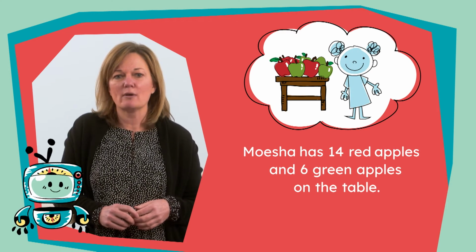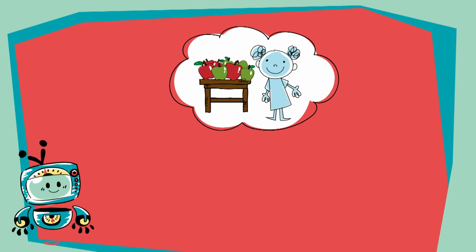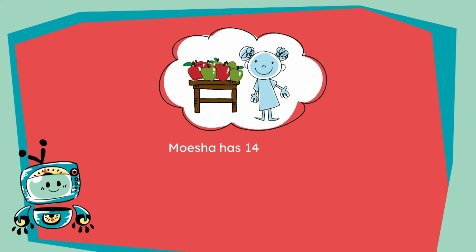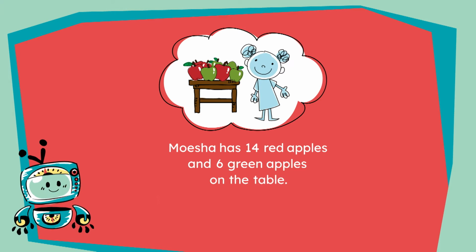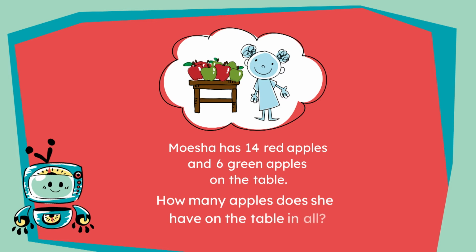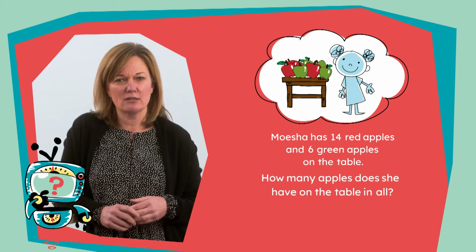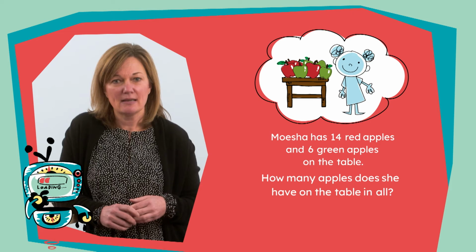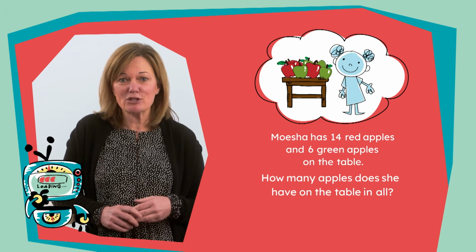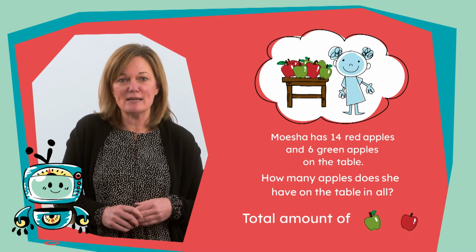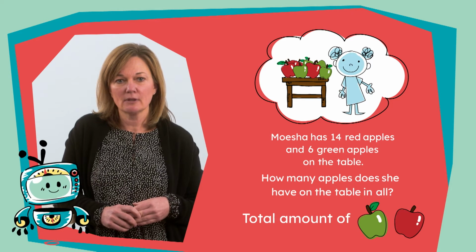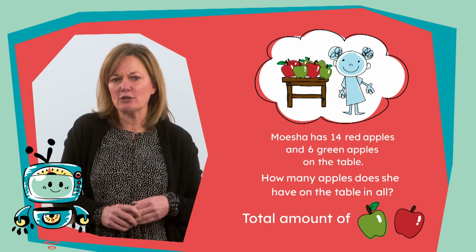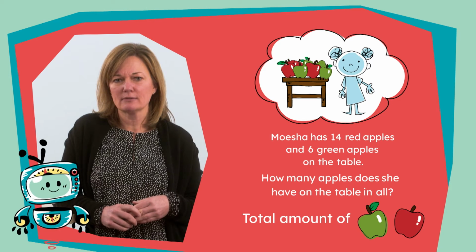Let's read a little more about Moesha. Moesha has 14 red apples and 6 green apples on the table. How many apples does she have on the table in all? What is the question in this story? Yes, you are right. The question is asking the total amount of green and red apples Moesha has on the table. Do you think you have all the information you need to answer that question?